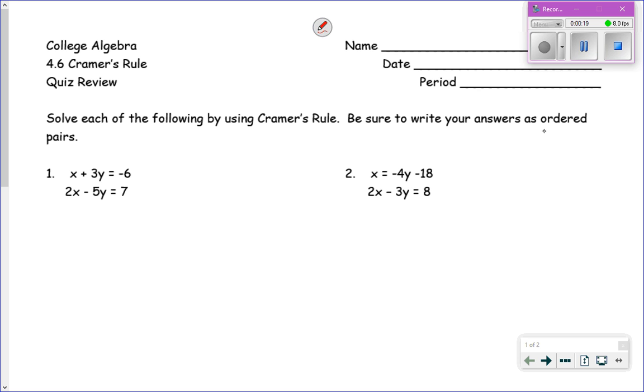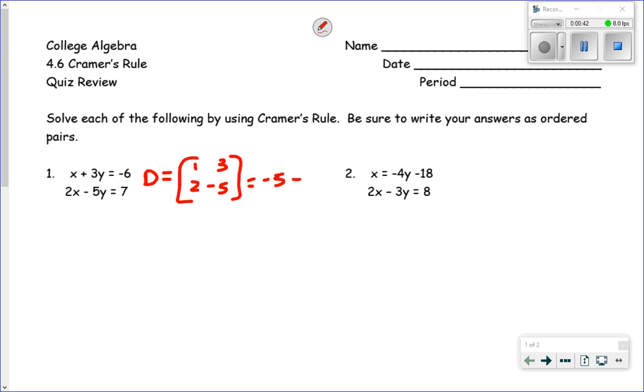They're all going to be systems of equations that we solve using Cramer's rule. So we're just going to start with the first one. The first thing I need to do is solve for my determinant. And that means I need to fill in my x column and my y column. So 1, 2, 3, -5. And then I need to do my multiplying. 1 times -5 is -5, minus 2 times 3 is 6. And simplify that, that would be -11.